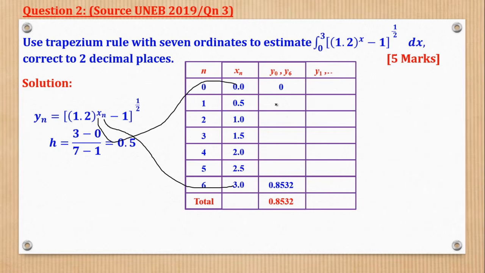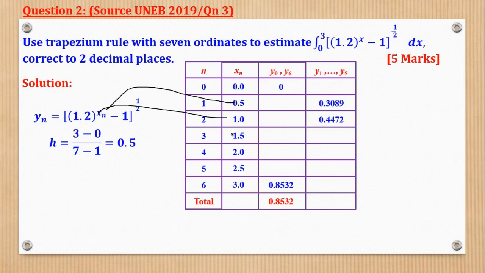The next is to get the intermediate values. So get this value of x, put it here, come up with that. Get this value of x, put it here, come up with that. Get this, put it here, come up with that. Get this, put it here, come up with that. Get this, put it here, come up with that. The next, add all these values to come up with that.